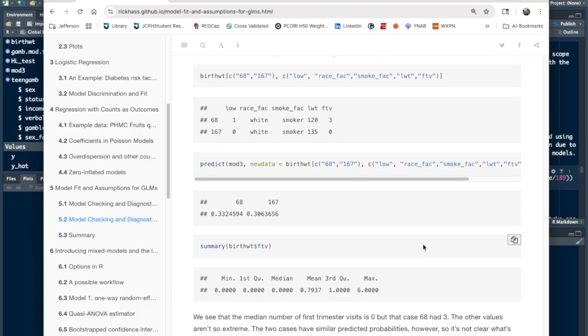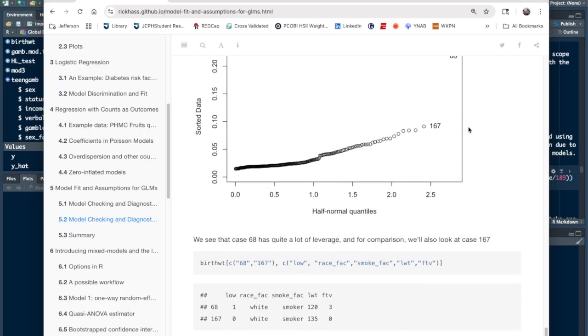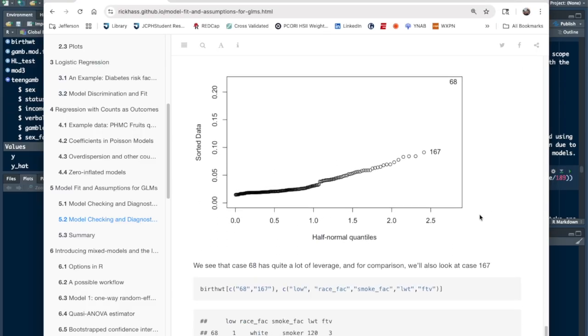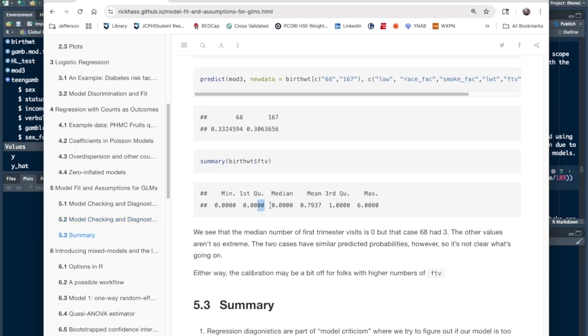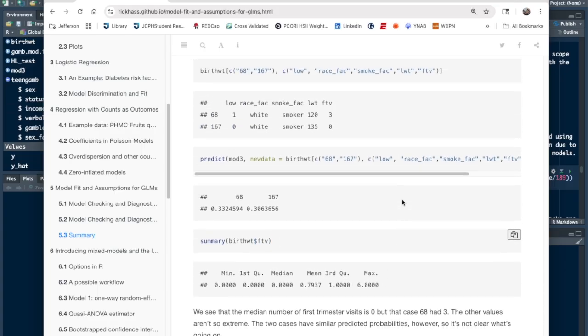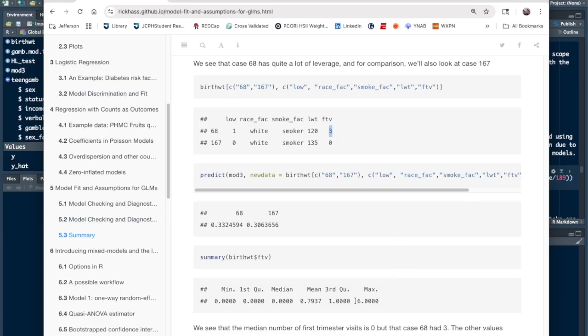And so we might say that this person, at 68, is someone we want to watch out for, or this model, because this person had a very high number compared to everybody else. Here's basically the 5-number summary with the mean of the number of healthcare visits. This person's way, way high. There's only one person with a greater number of visits.